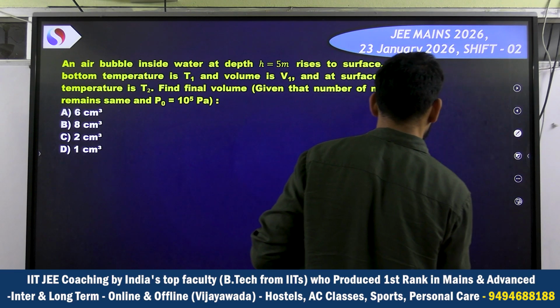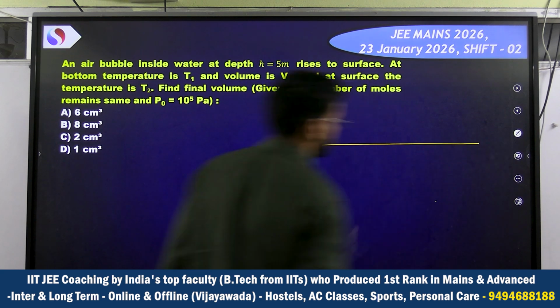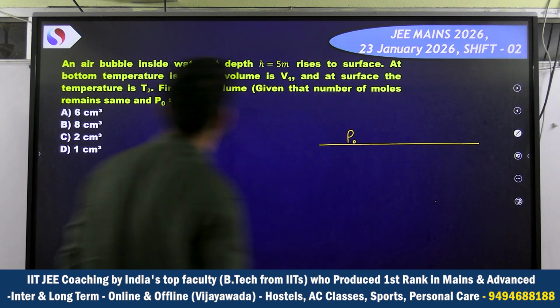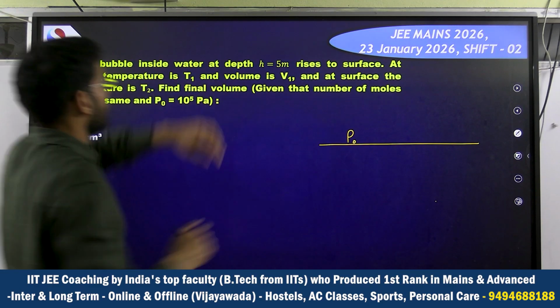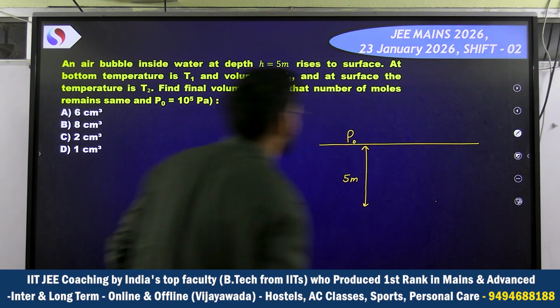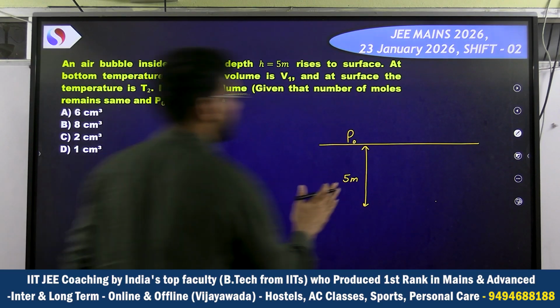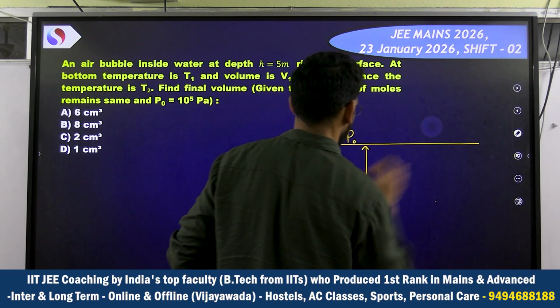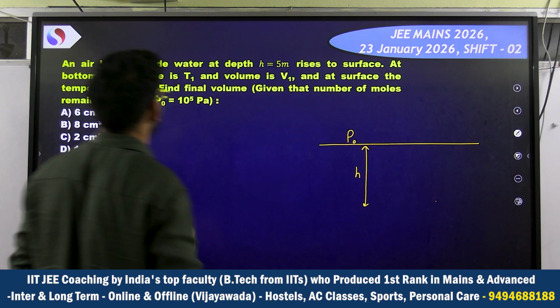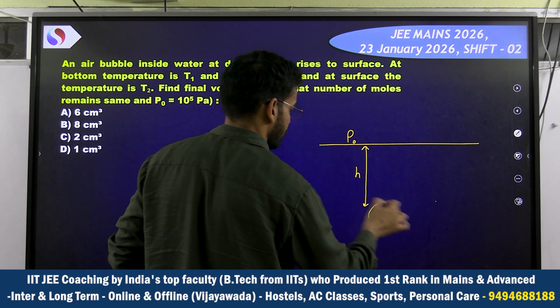So what he is saying is that this is the water level. Here pressure is P0, and below is water. At a depth of 5 meter, what is the concept of the question that we will deal with? Let me say this is h also. Let's deal with everything in variables only. So let's say this is h height below, everything in SI units, and here we have a bubble.